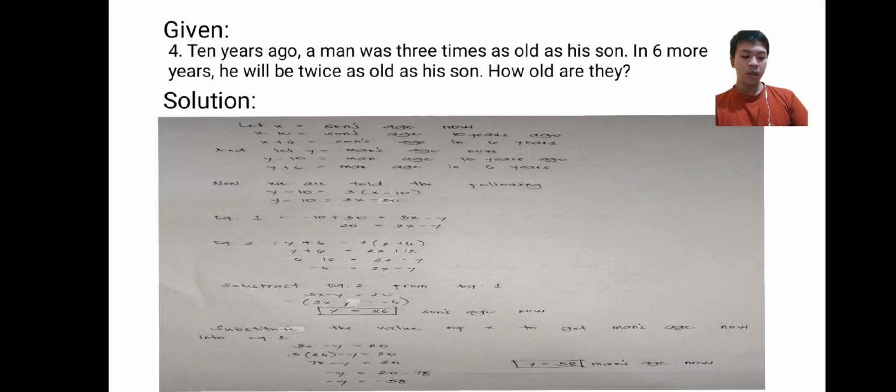3 times 26 is equal to 78, minus y is equal to 20. Negative y is equal to 20 transposed 78, so it will become negative 78. So negative y is equal to 20 minus 78, which is negative 58. So the final answer is, the man's age now is 58.